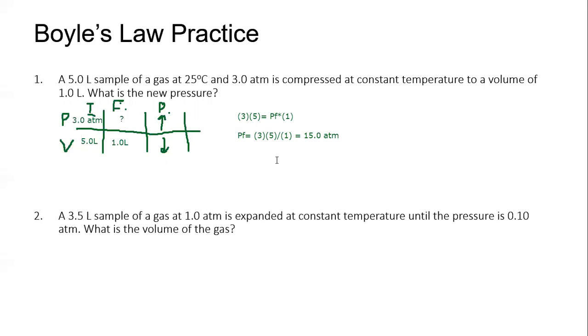In our second example, we have a 3.5 liter sample of gas at 1 atmosphere. It expands at a constant temperature until the pressure is 0.1 atmospheres. What's the volume of the gas? Again, we're at constant temperature, and pressure and volume are changing. So we draw our little chart.